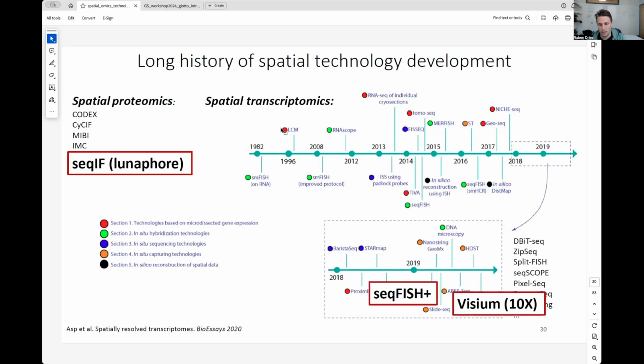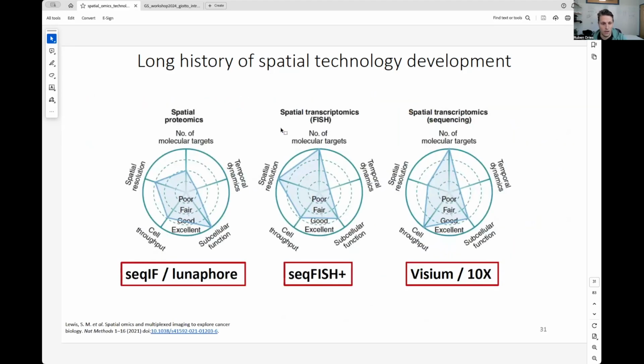I do want to highlight three different technologies because I think they represent a large part of the different technologies that are available: sequential IF, seqFISH Plus, and Visium from 10X. The reason I want to highlight them is because I think they are a good and easy way of explaining these three big pillars of spatial technology development. You have spatial proteomics on the left side. In the middle, you have spatial transcriptomics based on fluorescence in situ hybridization. And then you have spatial transcriptomics based on spatial sequencing, like spatial barcoding.